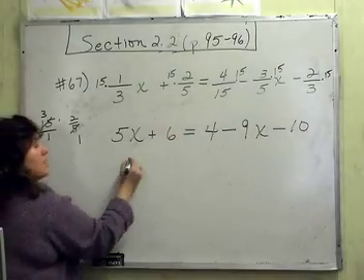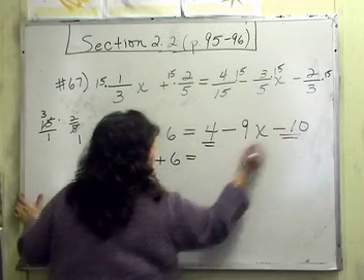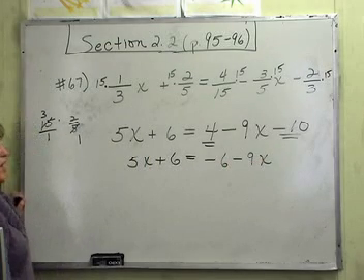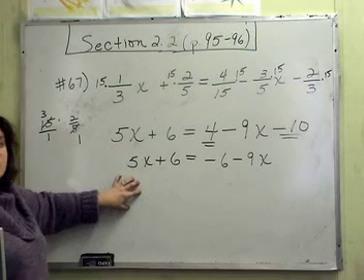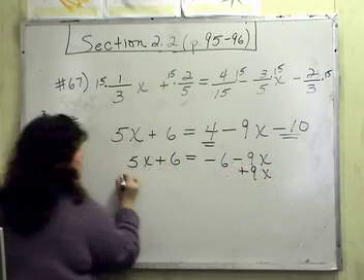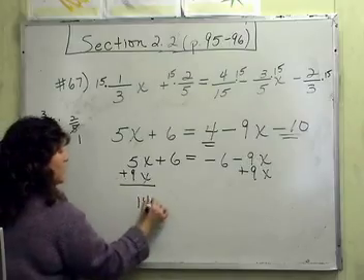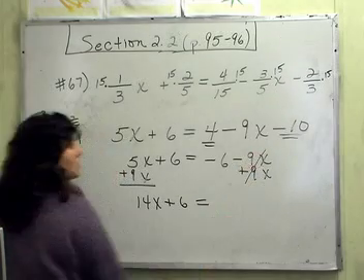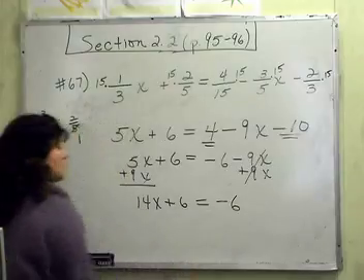Okay, I'm going to collect like terms. So 4 minus 10 will combine to give me minus 6. Now I will transpose my minus 9x onto the right side of the equation. So I will add 9x to both sides. 5x plus 9x is 14x. Bring down the plus 6 equals negative 9x plus 9x is 0. 0 minus 6 is minus 6.